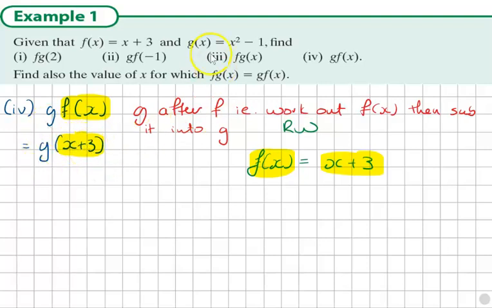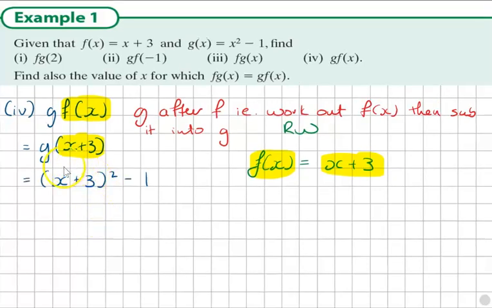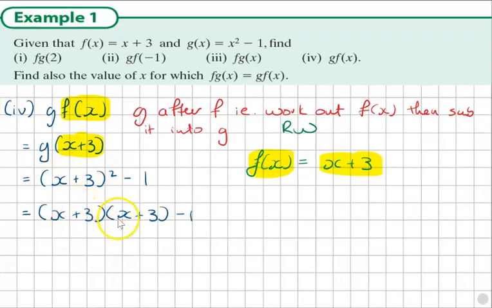So we get our function g of x, which is x squared minus 1, and we're going to replace the x with a set of brackets and put x plus 3 into the brackets. So we have x plus 3 to be squared minus 1. Now we have to do a bit of rough work here. X plus 3 times x plus 3.